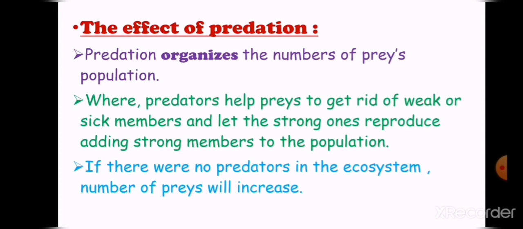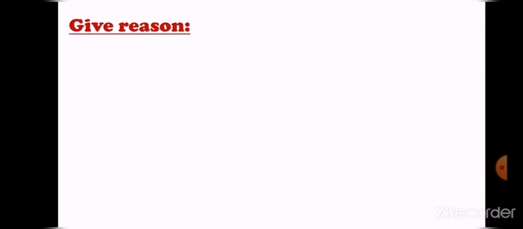Why? Because the predators help the ecosystem to get rid of the weak or sick members and let the strong ones reproduce, adding strong members to the population. So if there are no predators in the ecosystem, the number of prey will increase.